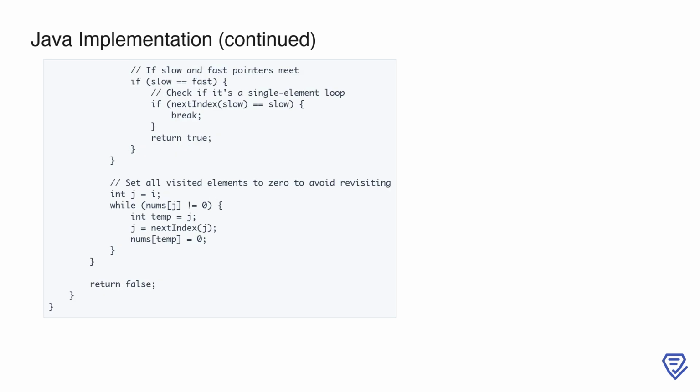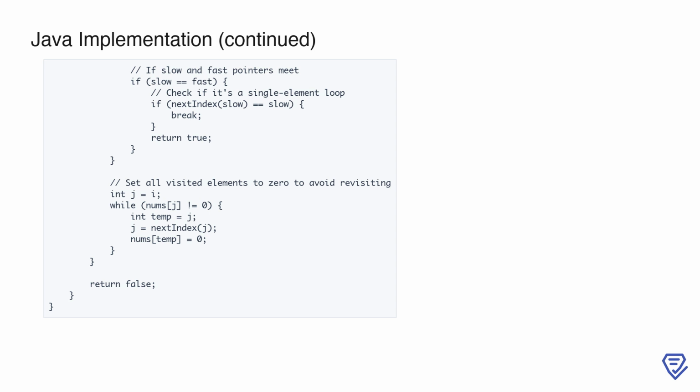Now, if the slow and fast pointers meet, it indicates a potential loop. At this point, we check if the loop consists of a single element. This is done by verifying if the next index of slow is the same as slow itself. If it is, we break out of the loop, as single element loops are invalid. Otherwise, we return true because a valid circular loop has been found.